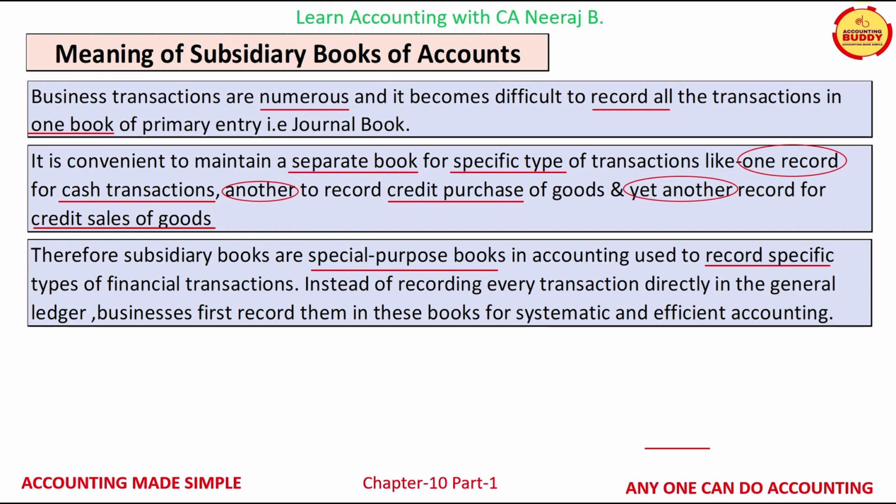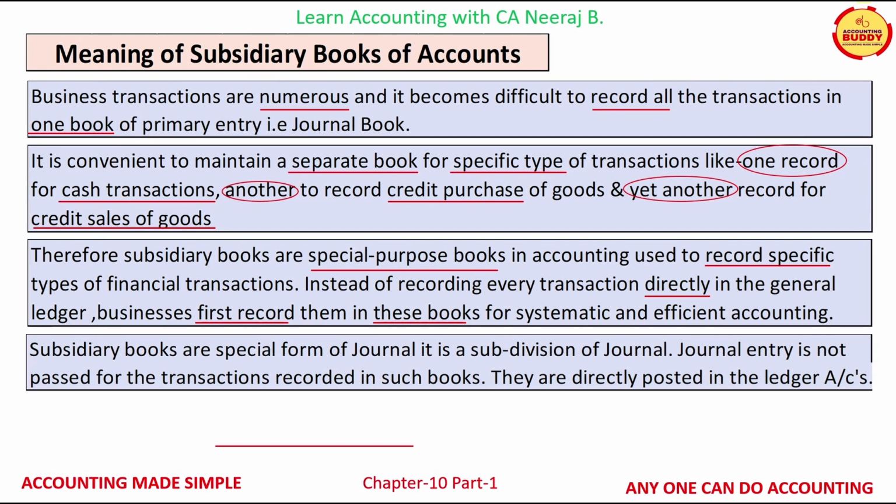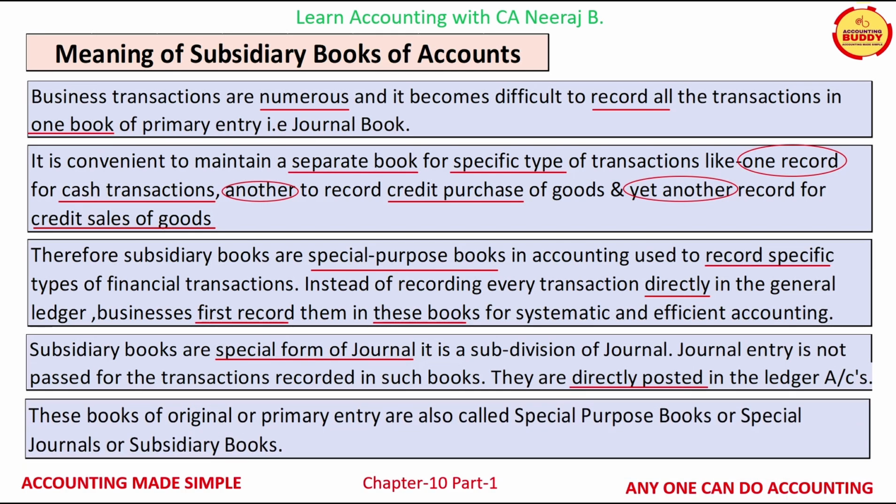Instead of recording every transaction directly in the journal ledger, businesses first record them in these books for systematic and efficient accounting. Subsidiary books are a special form of journal. It is a subdivision of journal. Journal entry is not passed for the transactions recorded in such books. They are directly posted in the ledger accounts. These books of original or primary entry are also called special purpose books or special journals or subsidiary books.